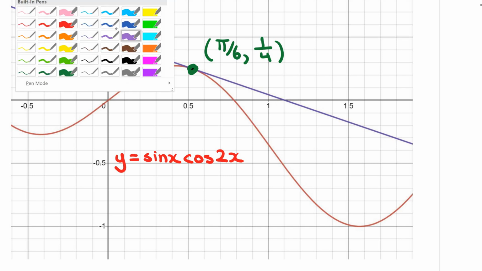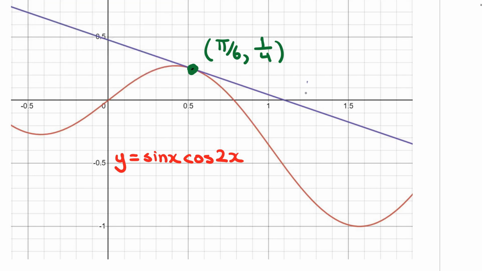And that purple line is the equation of the tangent line, and the purple line is the line that we just found, which was y minus 1 over 4 equals negative root 3 over 4 bracket x minus pi over 6. Okay, so that concludes this homework video guide, and that last graph shows you a visual of the answer that we just found and what it looks like when it's tangent to a trig function.